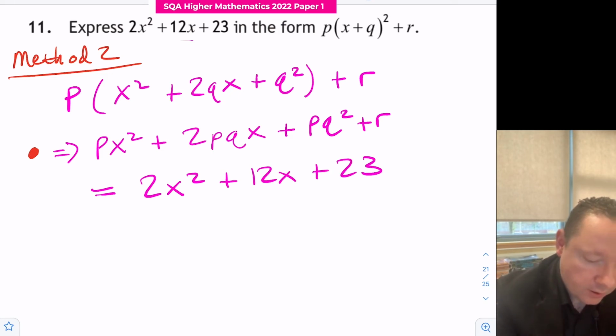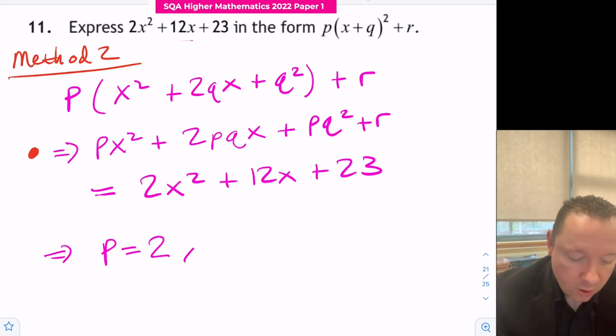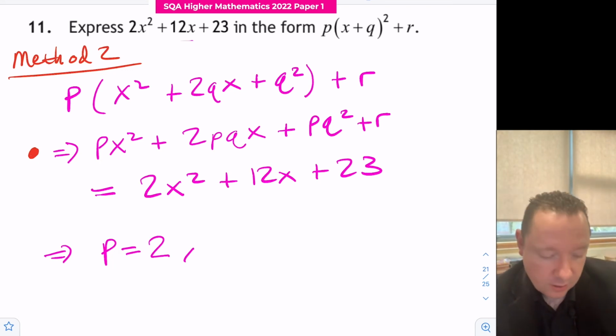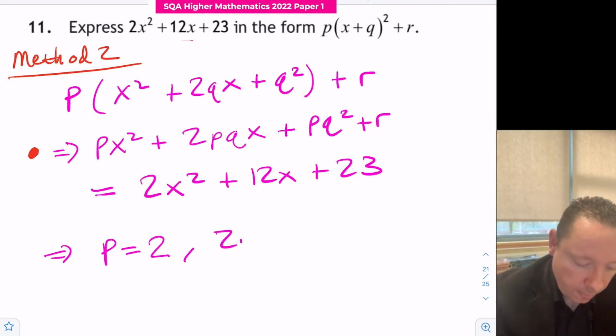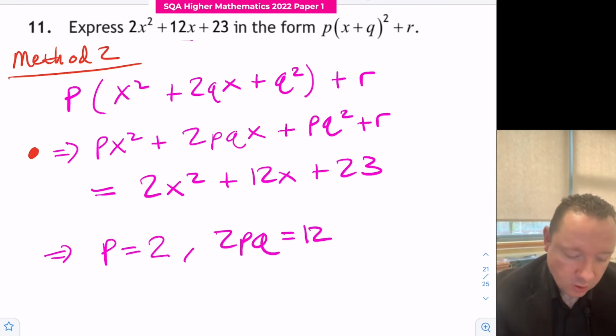We should be able to see that the coefficient of x² here is 2, and the coefficient of x² here is p, so p is obviously equal to 2. We can see right here that p immediately equals 2. And similarly, the coefficient of x in the first is 2pq, and that equals 12. But we can immediately work out, since p is 2, that means that 4q equals 12 and q equals 3.